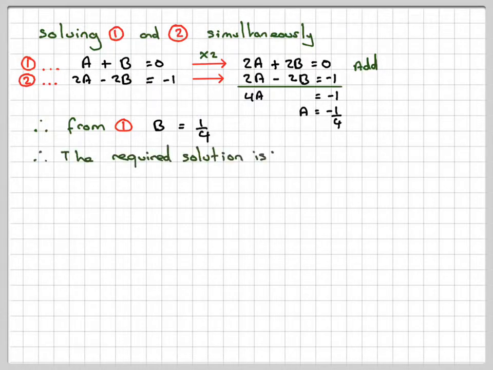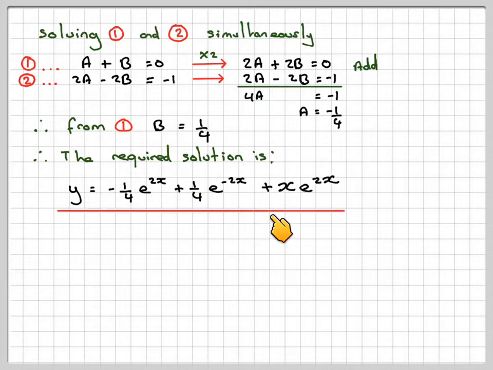The required solution will be, well, a was minus 1/4 and it was a e to the 2x, so y will be minus 1/4 e to the 2x. b is 1/4, so it's going to be plus 1/4 e to the minus 2x, plus my particular integral, which was x e to the 2x.